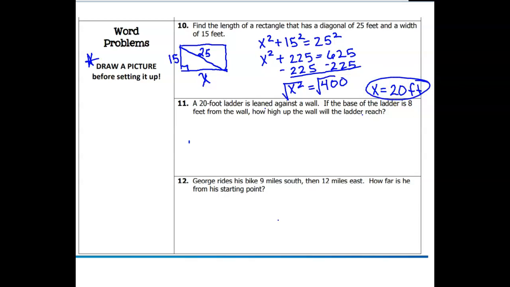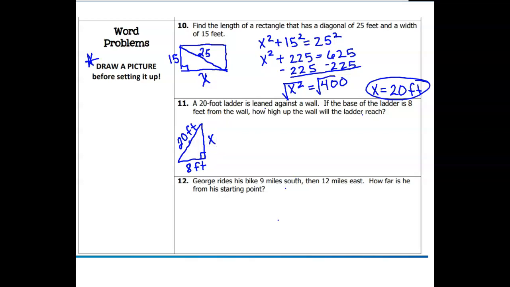Okay, the next one, it says a 20-foot ladder is leaned against a wall. If we lean a ladder against a wall, there's our wall. We know there's our right angle there, and it's 20 feet, so our hypotenuse is actually 20 feet. If the base of the ladder is 8 feet from the wall, so this is going to be 8 feet, how high up the wall will the ladder reach? So that's our unknown, our x variable.